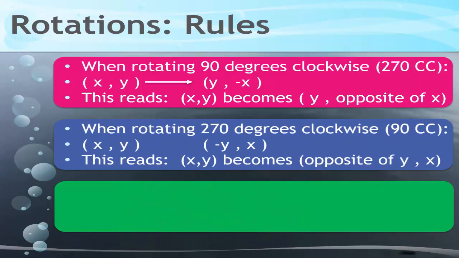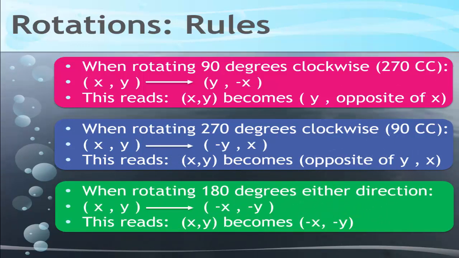The next rule, when rotating 270 degrees clockwise, x, y becomes -y, comma, x. The last rule, when rotating 180 degrees either direction, x, y becomes -x, -y. This reads, x, y becomes the opposite of x, the opposite of y.